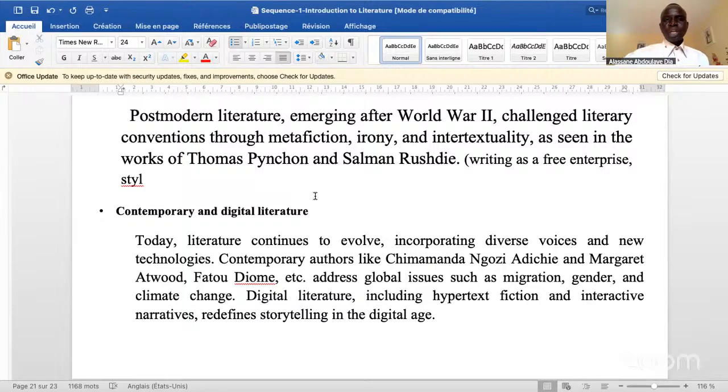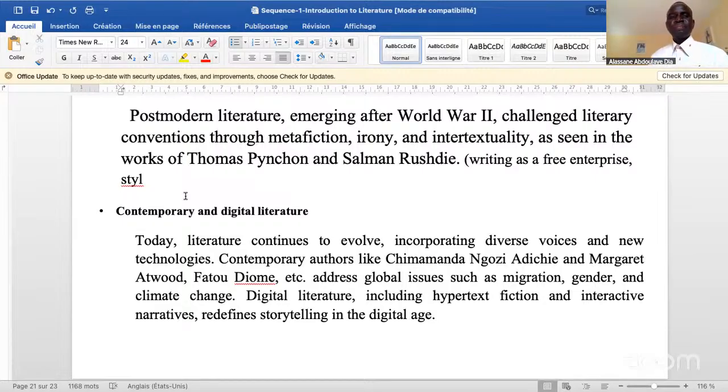Postmodern literature emerged after World War II. After the Second World War, what did it do? It challenged, it means it deviated from literary conventions. It defied literary conventions through metafiction, irony, and intertextuality, as seen in the works of Thomas Pynchon and Salman Rushdie.